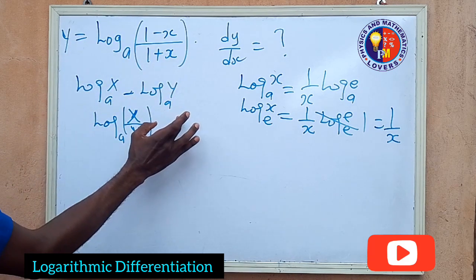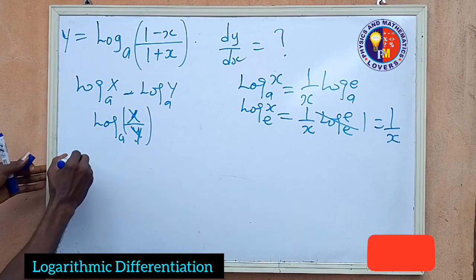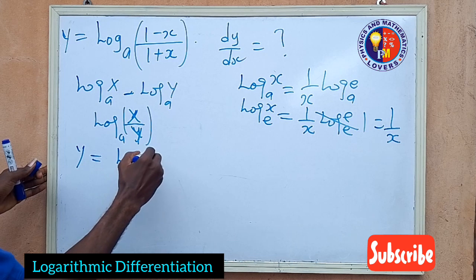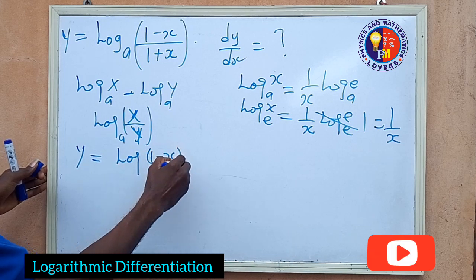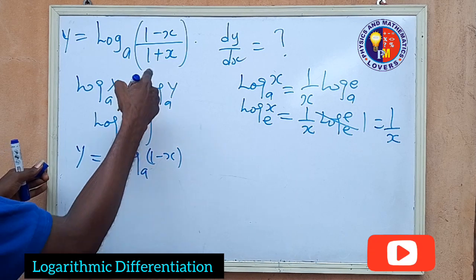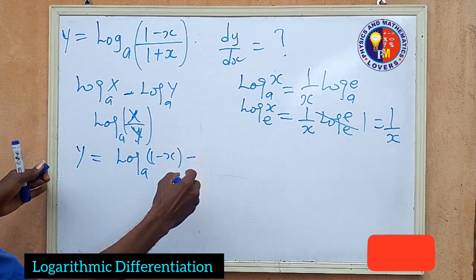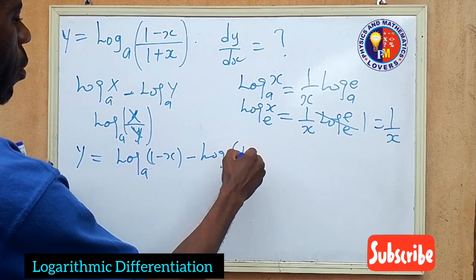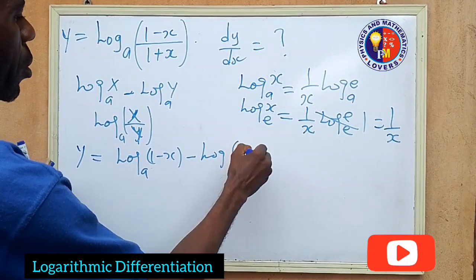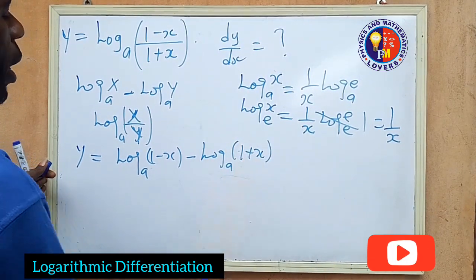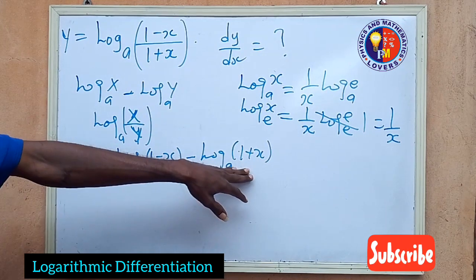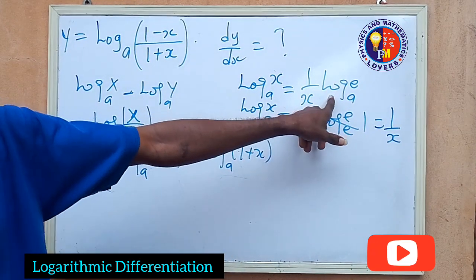Let's rewrite it like this. We're going to have y equal to log of 1 minus x, still having base a, then because of this, minus log of 1 plus x, to base a. So here we can differentiate separately now. Differentiate this, differentiate this. You must have this at the back of your mind.